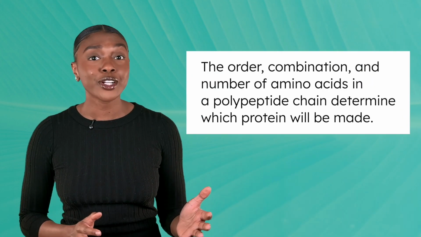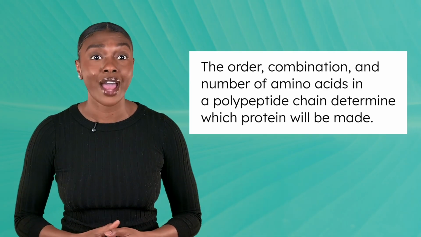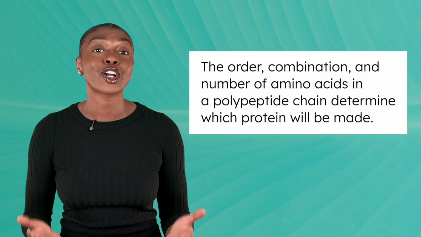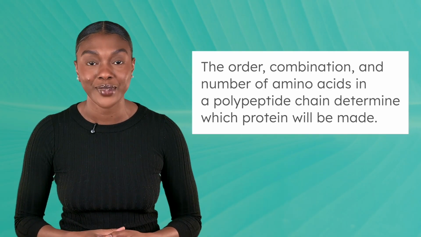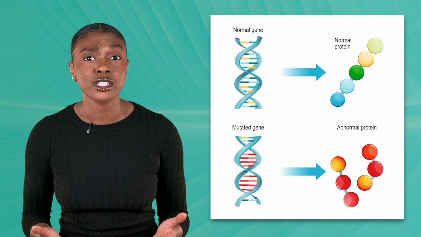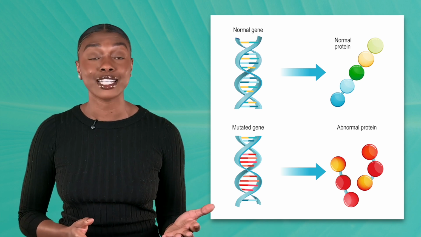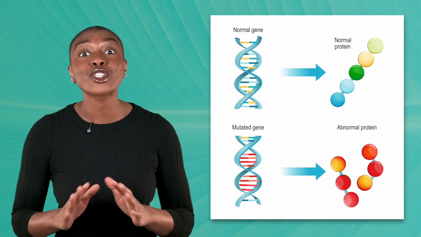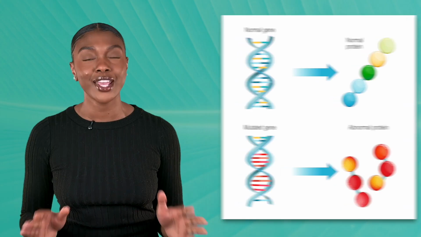Different combinations of these 20 building blocks can create many different proteins. The order, combination, and number of amino acids in a polypeptide chain determine which protein will be made. This is why the order of nitrogen bases in DNA is so important. Changing the order of these instructions could change the order of amino acids in a polypeptide chain, leading to totally different protein workers. Let's take a closer look at the kinds of work proteins can do.